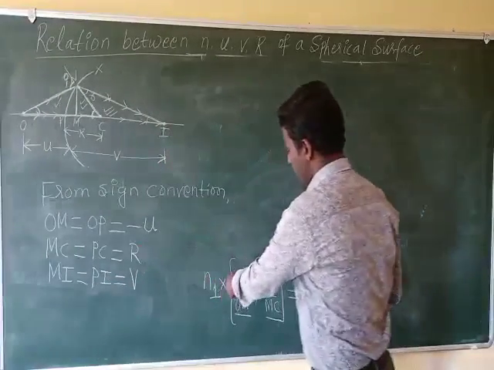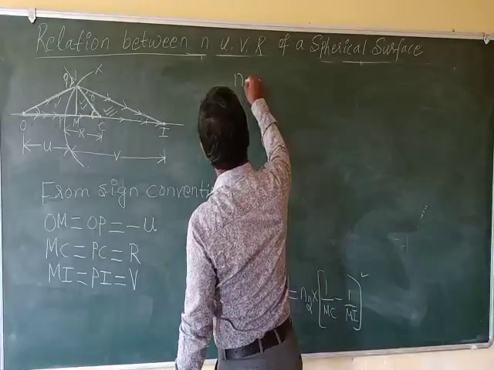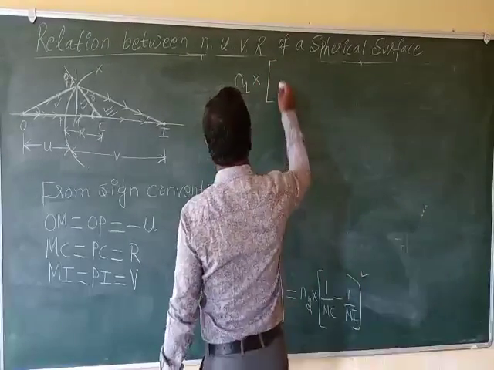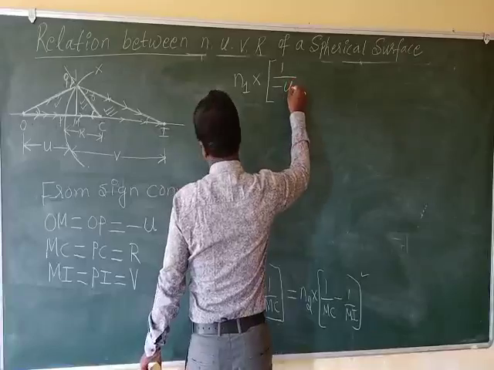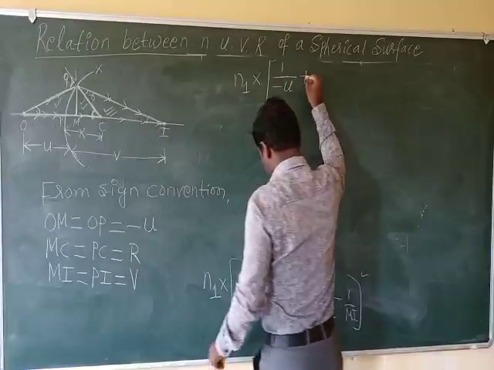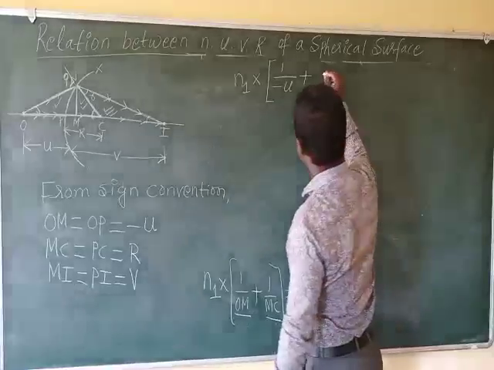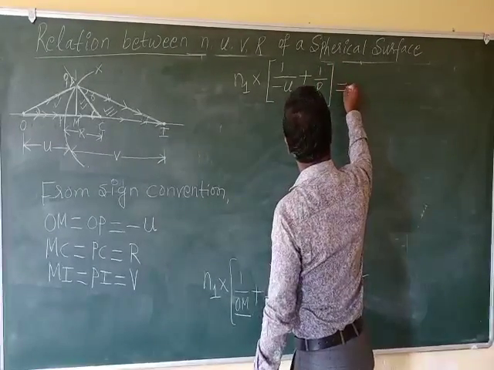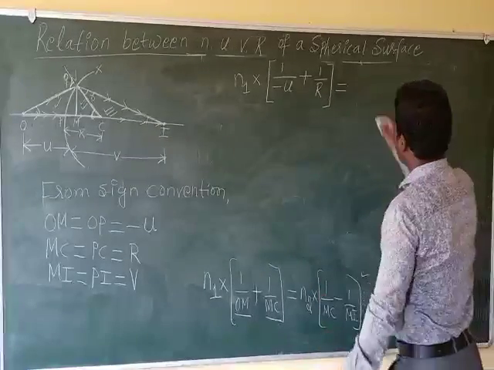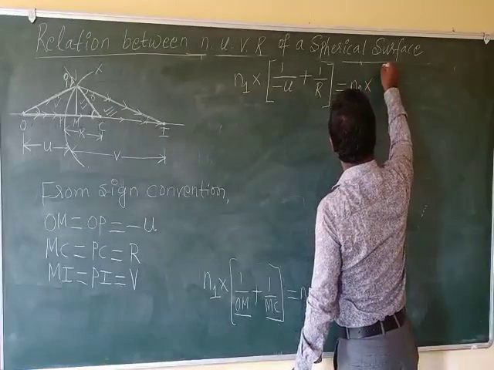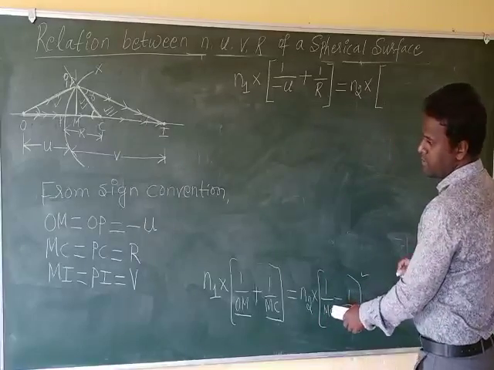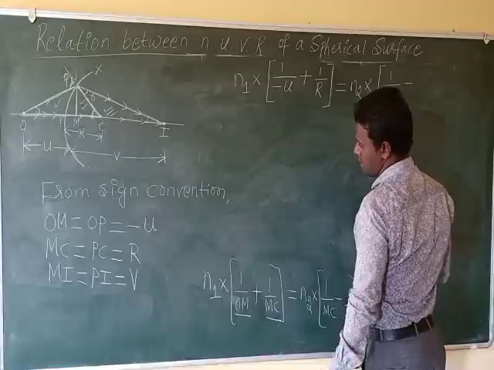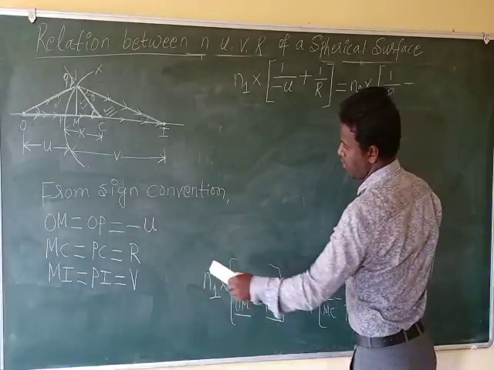So on substituting, what do we get? N1 into 1 by OM, that is 1 by minus U, plus 1 by MC, that is 1 by R, equals N2 into 1 by MC, that is 1 by R, minus 1 by MI, that is 1 by V.